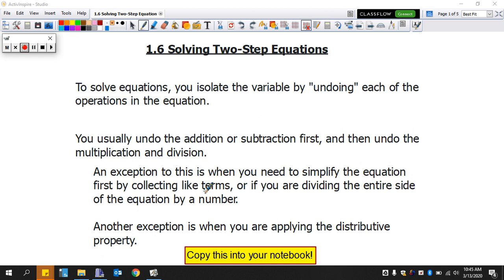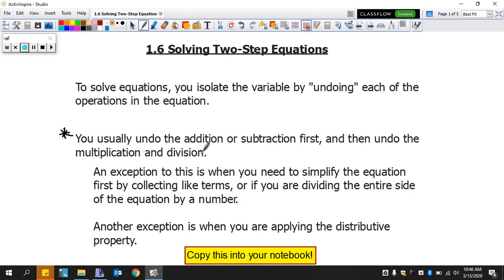So once again, just a quick review. To solve equations, you isolate the variable by undoing each of the operations in the equation. The opposite of addition is subtraction. We call those inverse operations. And the opposite of subtraction is addition. Same thing with multiplication. The opposite of multiplication is division, and the opposite of division is multiplication. The way that you do that, you usually undo the addition and subtraction first. This is important. You usually undo the addition or subtraction first, and then you do the multiplication and division.